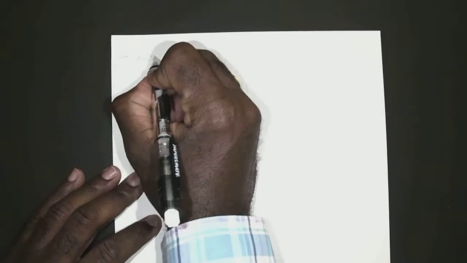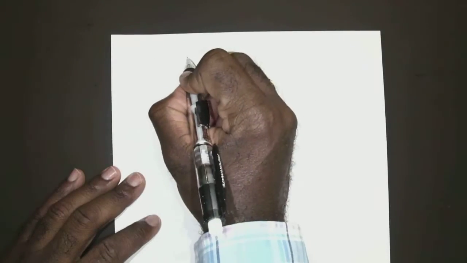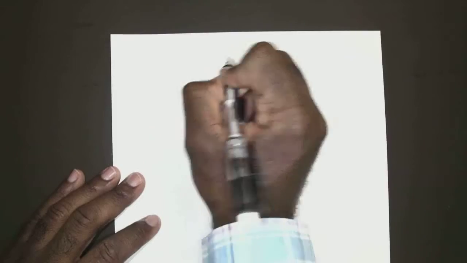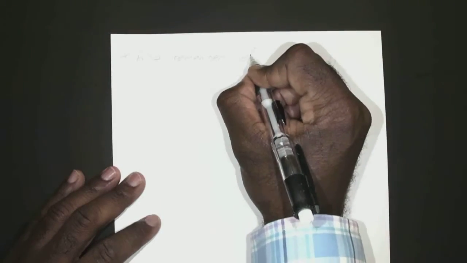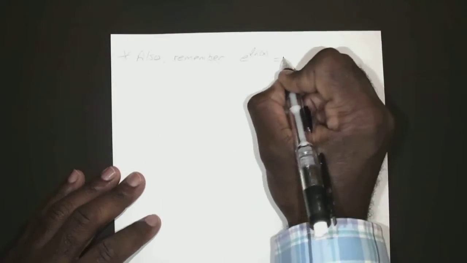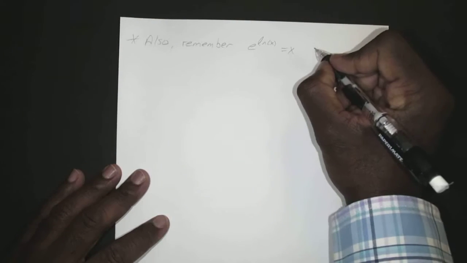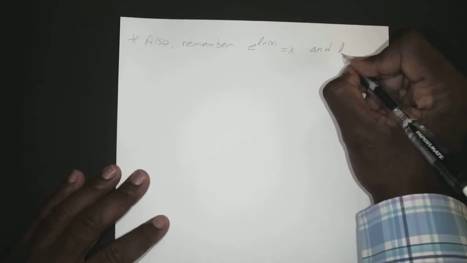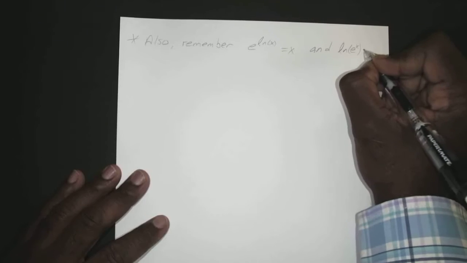Now also what you want to remember is that e to the natural log of x equals x, and the natural log of e to the power of x equals x. So basically they kind of cancel each other out. We're going to use those two to solve a couple of exponential problems.